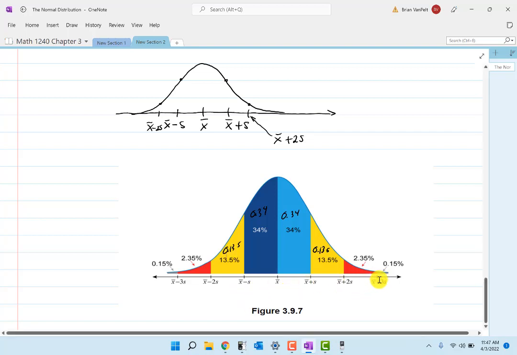But our book goes all the way out to x plus 3s, and you can see the area that's left here, even though this thing doesn't touch the x-axis, the area that's in there is only 0.15%. So you can see that in the outermost regions, there's almost no data. Now, a lot of things follow curves like this, especially student grades on standardized exams. It turns out there's a lot of things that do follow a curve like this, but they don't look like it from the outset.